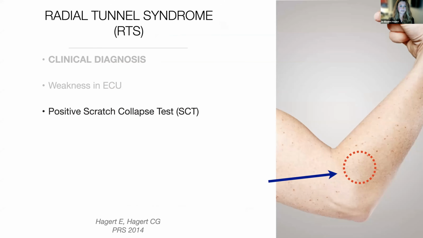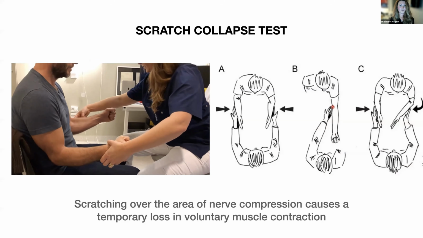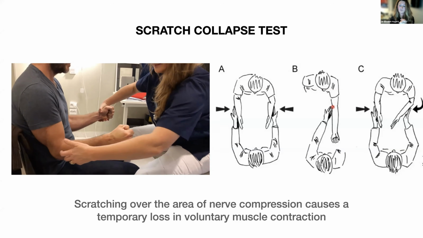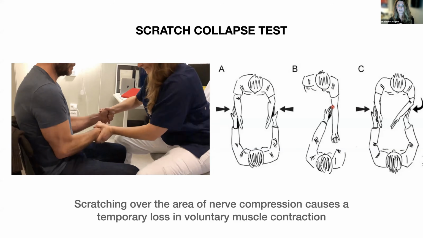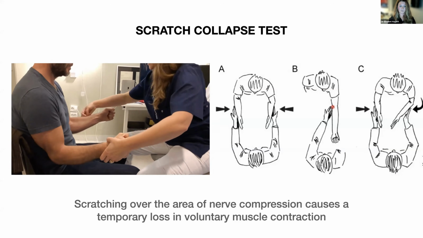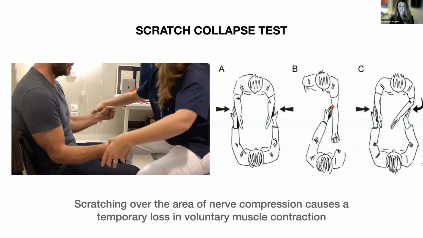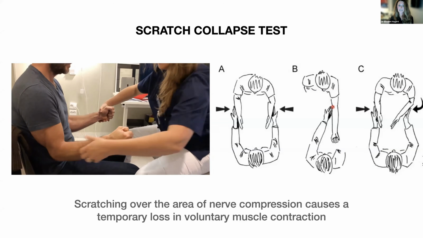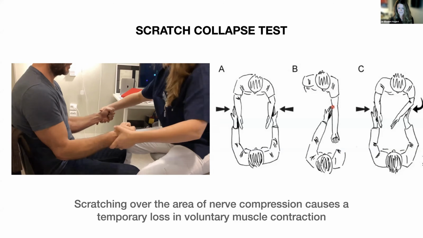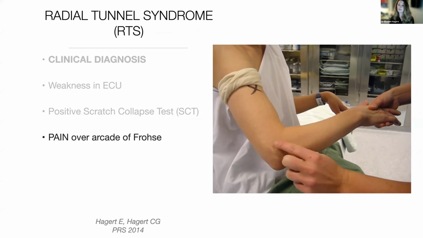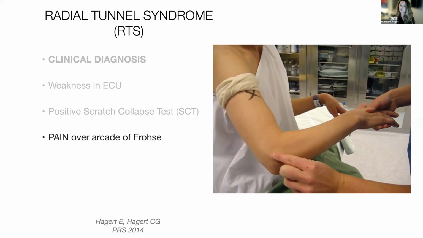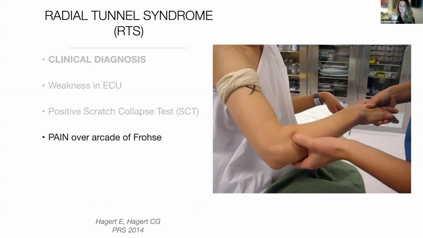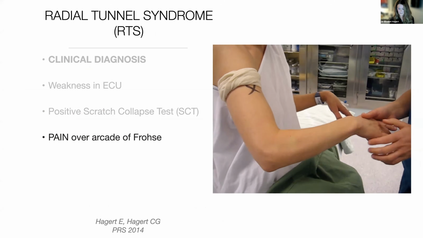A scratch collapse test. So this is the patient that you saw before, and you see how muscular that patient is. It is a carpenter with a 4-year history of pain on the lateral aspect of his proximal forearm. So adducted arms, 90 degrees at the elbows, scratch over the arcade of Frohse, and he can no longer resist as you're pushing him. And finally, pain over the arcade of Frohse. So lateral epicondyle, 3 fingers distal to the lateral epicondyle is where you will find the arcade of Frohse, and you see how painful that is.